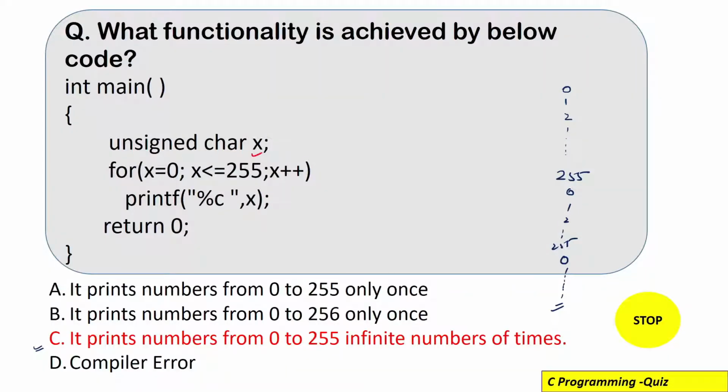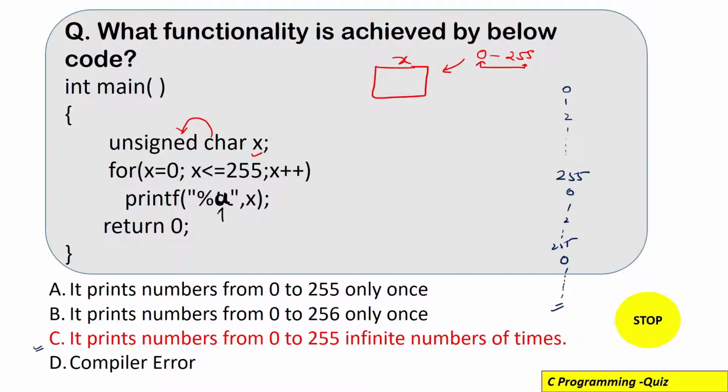Here you can see we have a character variable x, and it is of type unsigned. That means it can hold only the values corresponding to 0 to 255, because this is the range of an unsigned char variable. Now we run a loop from 0 to 255, and in each iteration we print this character variable. Actually here it is not %c, it is %u, as we have seen previously.